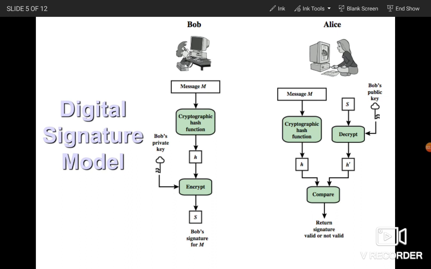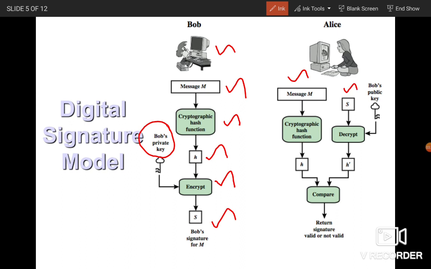So we will explain in detail. Bob has the message, and by using any one of the hash functions like the SHA algorithm or MD5 algorithm, he can create the hash code. The hash code is encrypted by using Bob's private key. Thus the signature is created. It is appended to the original message and transmitted to the receiver. So the receiver Alice gets both the signature as well as the message.